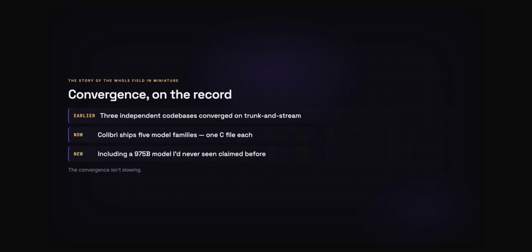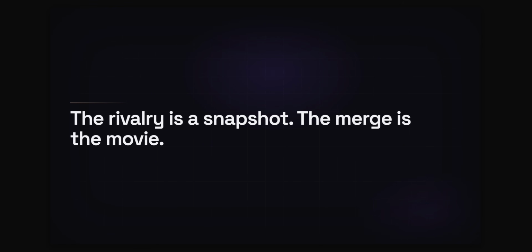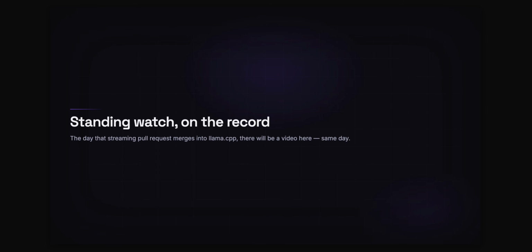So, standing watch on the record, the day that streaming pull request merges into llama.cpp, there will be a video here, same day. That merge would end the 2 races era and start something genuinely new. 1 engine, both defaults, chosen per model. It's the most consequential open thread in local AI right now, and it has a fraction of the attention the benchmark screenshots get. Honest limits: 4, and today they're load-bearing.